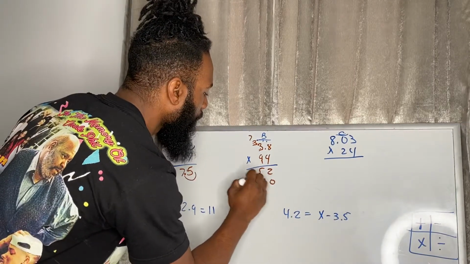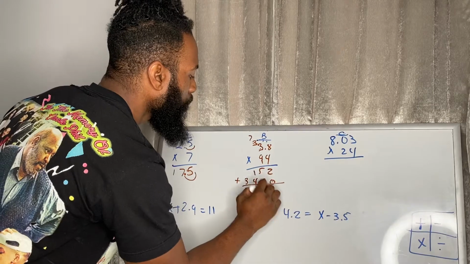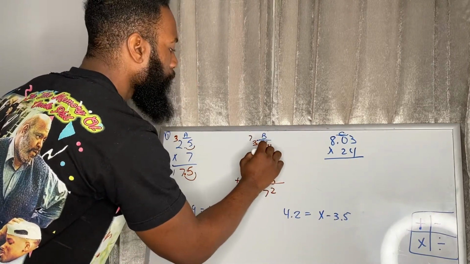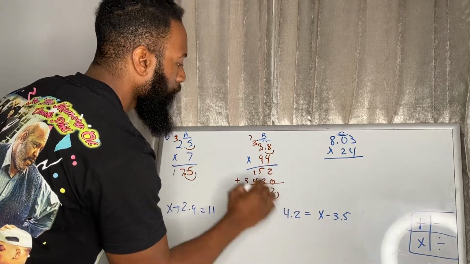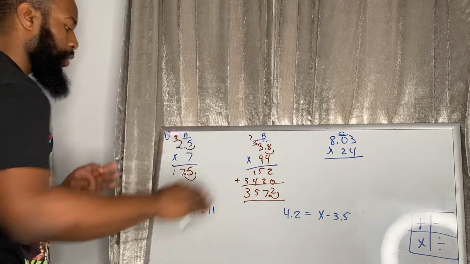3 and 4. Now you add. 2 plus 0 is 2. 5 plus 2 is 7. 1 plus 4 is 5. And then 3. And now, one space over. 357.2. You guys are on your own for C.